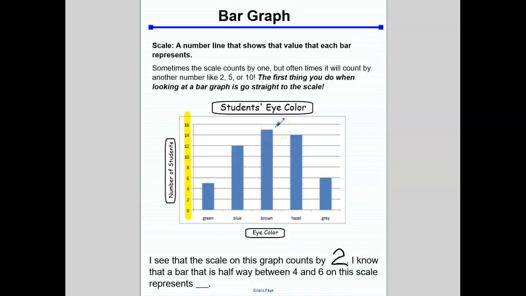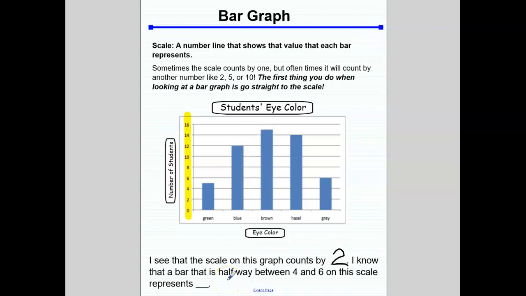Pause the video, boys and girls, and tell me what number comes right in between 14 and 16, right in the middle. Wonderful. Were you able to determine that 15 students have brown eyes because 15 comes right between 14 and 16? Great job. I have one more thing for you to figure out on your scratch paper.